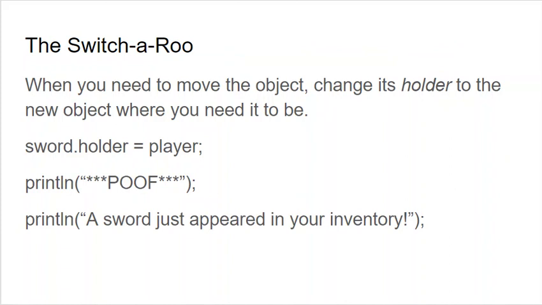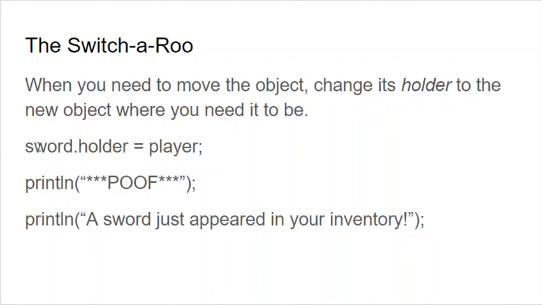So maybe there's some magic word you say and a sword appears in your inventory. So maybe you say some command and you run this function that you wrote, and what it does is it sets the sword's holder to be the player. Right? This is a statement. The sword's holder is the player. Semicolon, end of statement. So what we've done is we have now put the sword in the player's inventory.